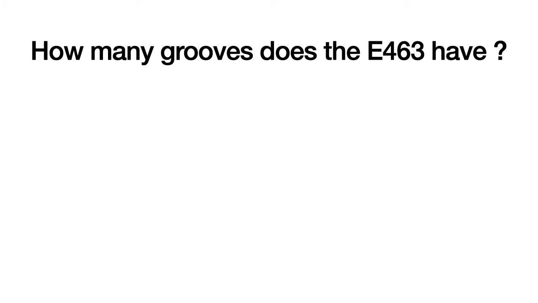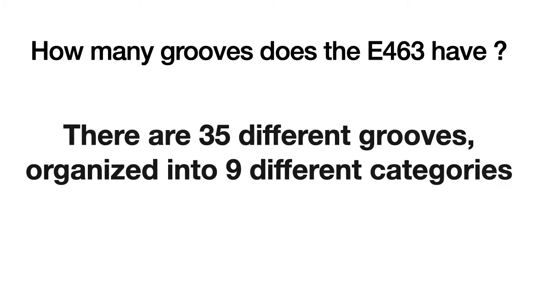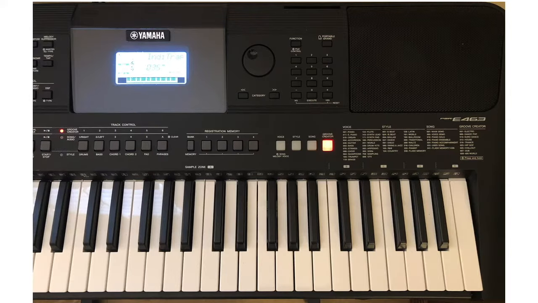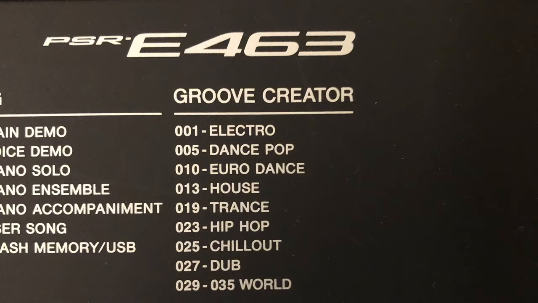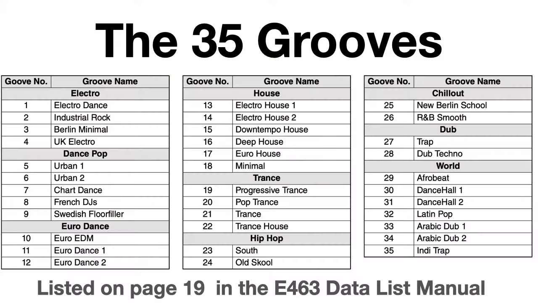How many grooves does the E463 have? The answer is there are 35 different grooves, and these are organized into 9 different categories. If you look on the keyboard on the far right-hand side, you'll see this. Here is a list of the 9 categories of the different grooves.